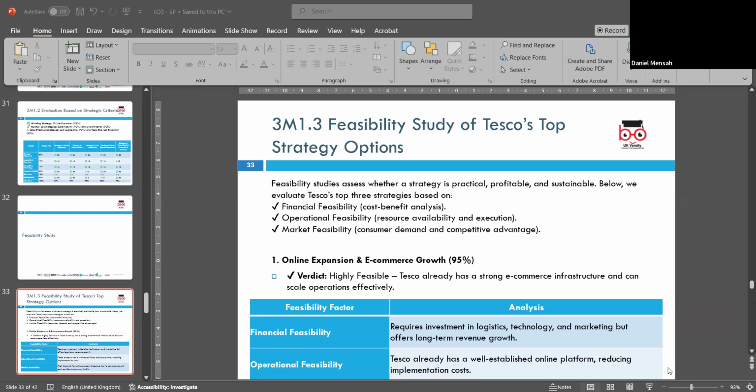So in short, a feasibility study helps a company determine if a strategic option is not only possible to implement, but also likely to be profitable and sustainable in the long run. It ensures the business is making an informed decision before moving forward with the new strategy. So it gives you the insight to make the right decision.